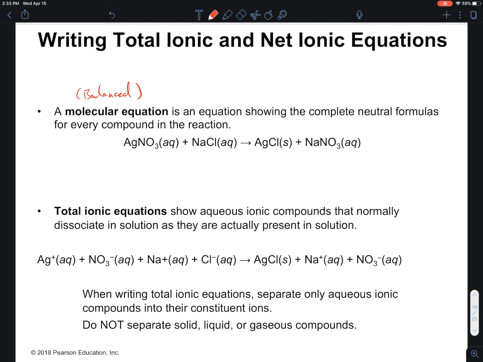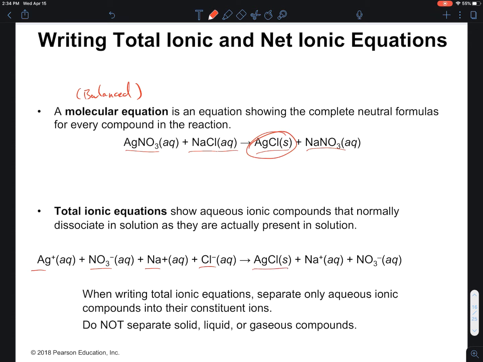Molecular equations, or balanced equations, just show everything that's involved in the equation. All of the reactants and all of the products. So silver nitrate reacting with sodium chloride to give you silver chloride and sodium nitrate. Shows you everything. It also shows you the states of matter, right? Aqueous or solid. Total ionic equations are going to show you all of the compounds that dissociate into ions in solution. So you look at silver nitrate. Silver nitrate would break up into silver ion, nitrate ion. Sodium chloride, it's soluble. It breaks up into sodium and chloride.